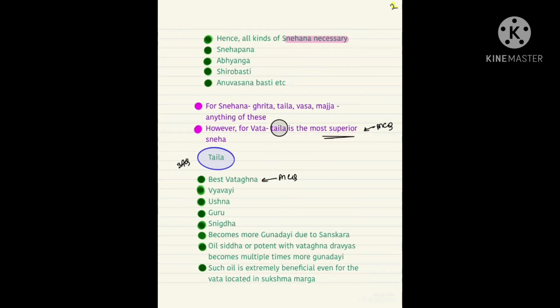Now why is Tela so good for Snehan in VATAVYADHIs? Because it is the best Vatagna. It is the best Vatagna or Vatanashak.